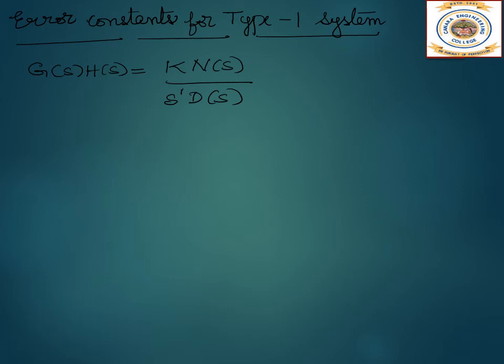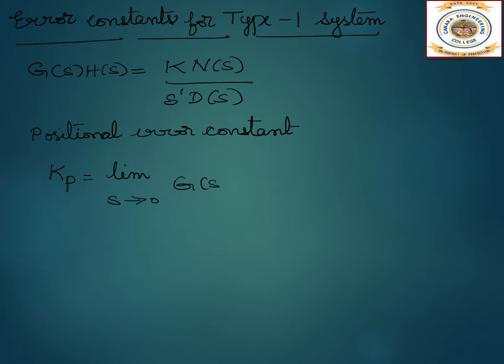So now, first one, what is the first thing? Positional error constant. So Kp is equal to limit S tends to 0 G of S into H of S.